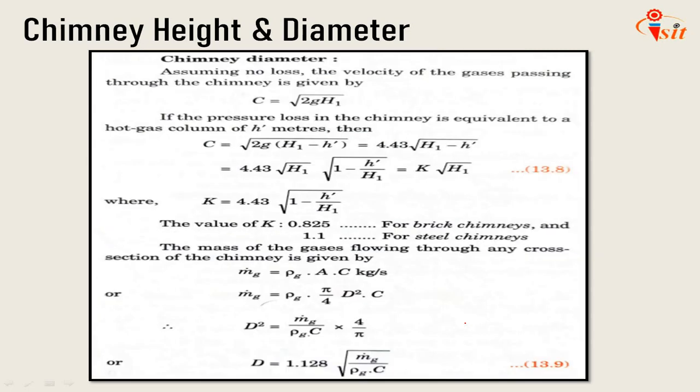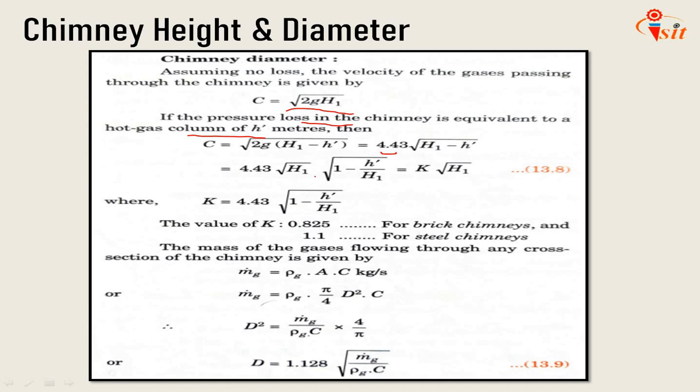Now next is chimney diameter. For chimney diameter we need to consider no loss. The velocity of gas passing through the chimney will be root 2 g H1. That basics we have studied in basic thermodynamics, so the velocity comes to root 2 g H1, that we all know. If the pressure loss in the chimney is equivalent to hot gas column H dash meters, then 2g times H1 becomes H1 minus H dash. What is H dash? Hot gas column H dash meters. So by calculating, velocity is 4.43 root H1 minus H dash.